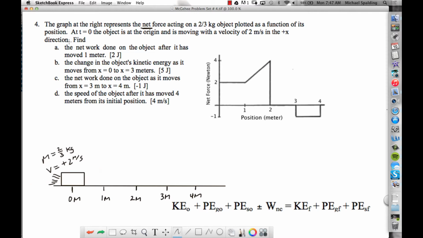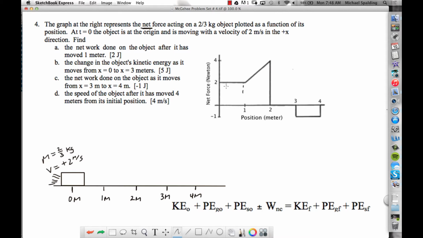All right, so first question, the net work done on the object after it's moved 1 meter. So we're using the graph here. 1 meter is right here. There's the 1 meter position. Key thing, when you have a force versus displacement graph, the area under the graph is going to be the work done, right? And don't memorize it. You should be able to figure it out.